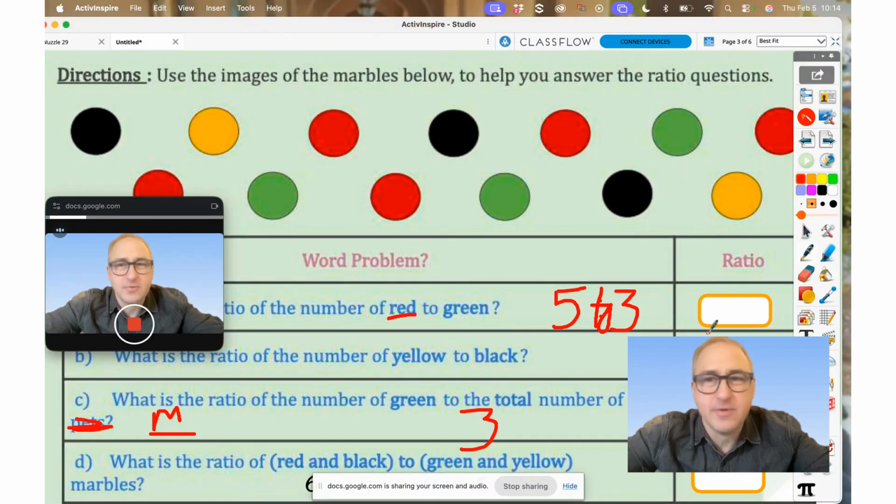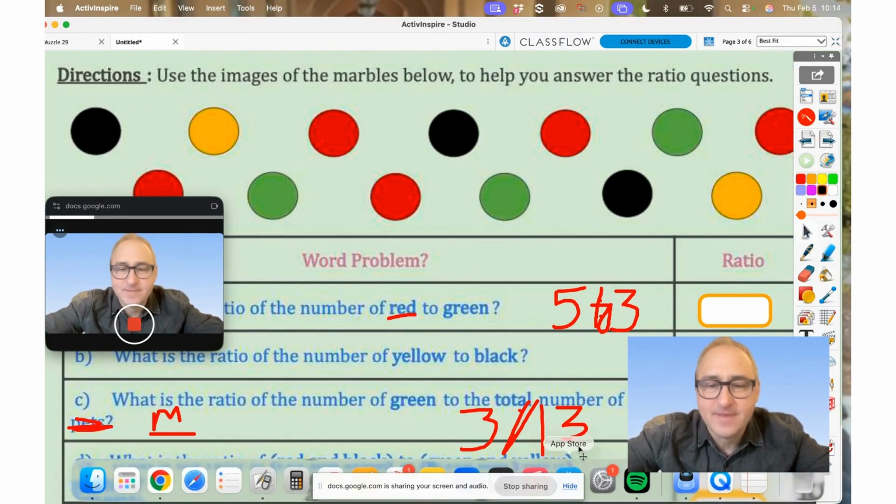How many total do you remember? I think it was 13. 2, 4, 6, 8, 9, 10, 11, 12, 13. So 3 to 13. And again, you can put a colon, you can put the forward slash, or you could write the word "to." Let's see what the answer is. Yep, 3 to 13.